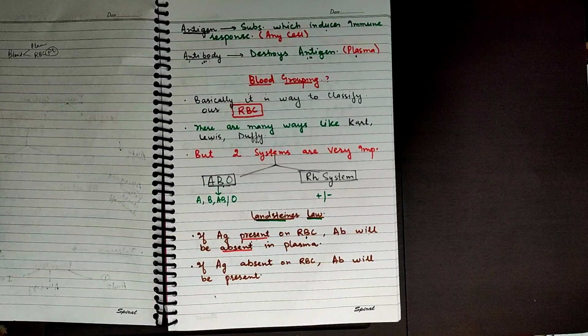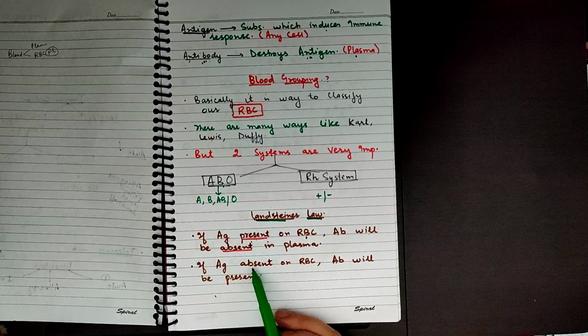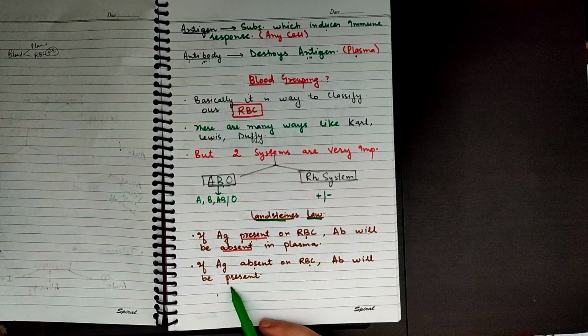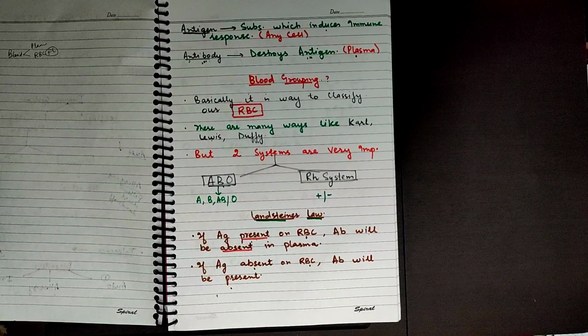The second part of this law is just the opposite. If antigen is absent on RBC, antibody will be present. This law says that if antigen is absent, the corresponding antibody will be present inside the plasma. If the blood group is A, then the antigen on the RBC is A. If the antigen is A, then anti-B antibody will be present, because B antigen is not present on the RBC. Similarly, for blood group B, the antigen on the RBC is B. If the antigen is B, then anti-A antibody will be present, because A antigen is not there.